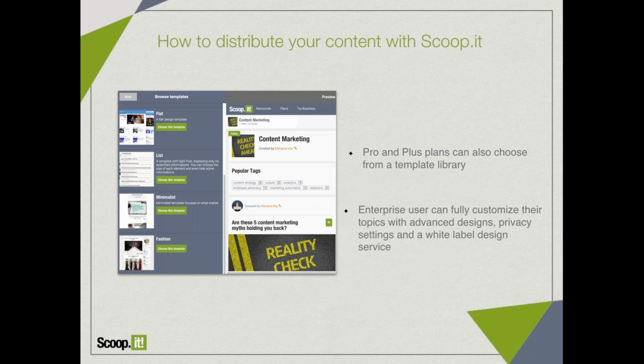Pro and Plus users can also have access to the template library to choose a theme quickly. Enterprise users can take customization to another level and have much more advanced designs. They can set their topics to private or public depending on their needs, and also benefit from a white label service. For example, you could have a design that is identical to the one on your website. Forget the Scoop.it logo and replace it with yours. This is great if you want to use one of your topics as a news section for your website.